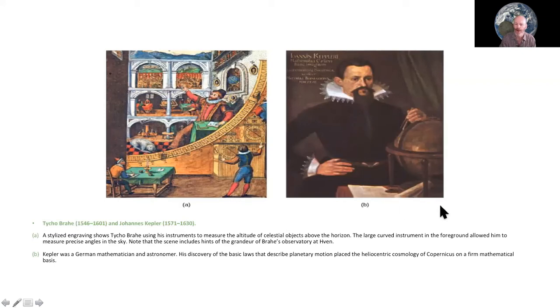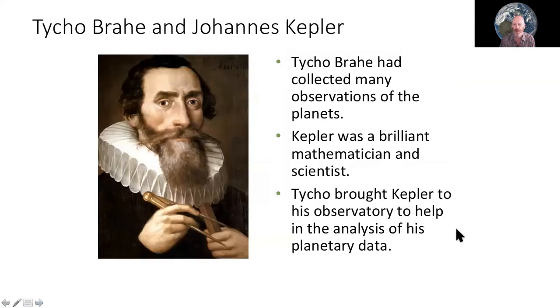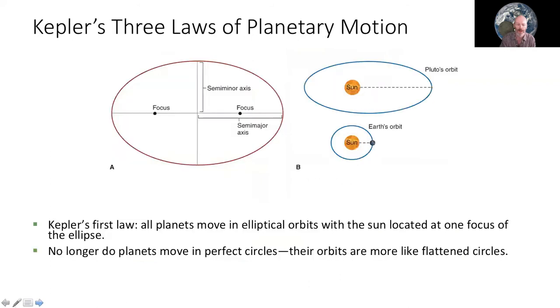Well, one of the best things about Tycho is that he hired a guy named Kepler. And Kepler took all of Tycho's measurements and all of Tycho's observations. Notice Tycho died in 1601. Kepler spent the next 30 years after that figuring out something crucial. He put the math to the observations. And what he figured out was this.